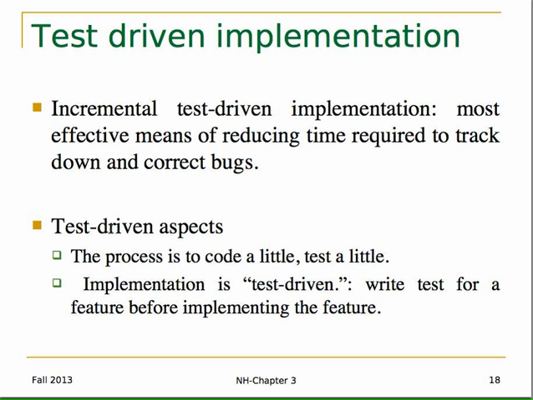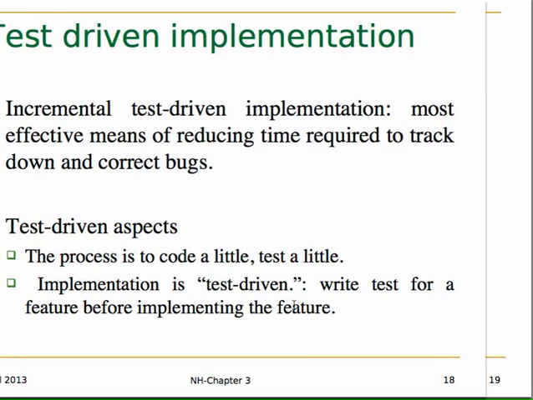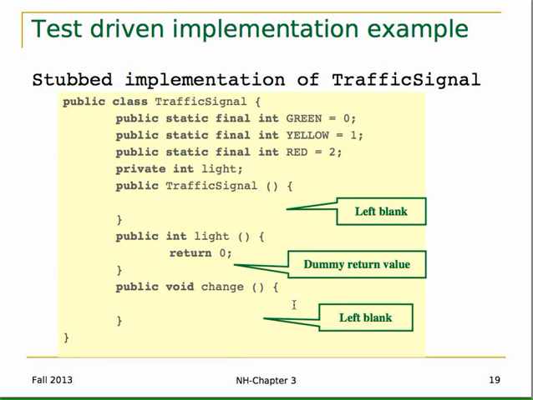So some of the aspects of test-driven implementation are to code a little, test a little. Actually, maybe even flip this around, test a little and then code a little, test a little, code a little. So here's how we would set up what's called a stubbed implementation of the class that we're really interested in. We're really interested in setting up a traffic signal program that uses a traffic signal class, which has green, yellow, and red as possibilities for the traffic signal light.